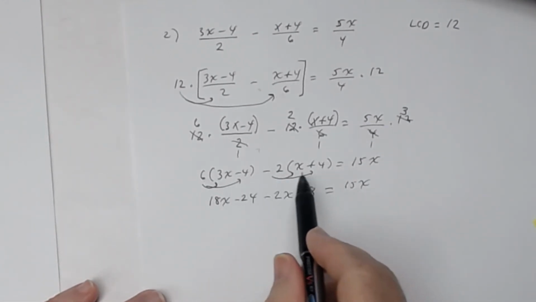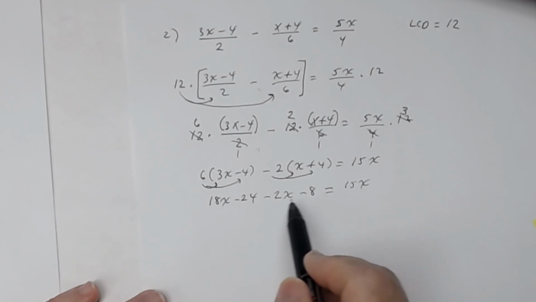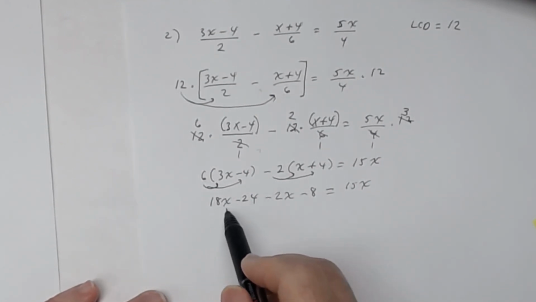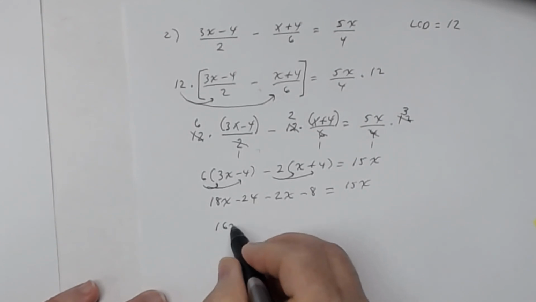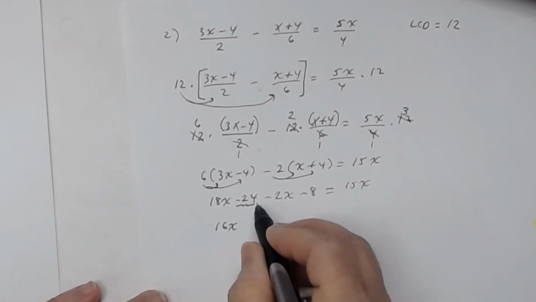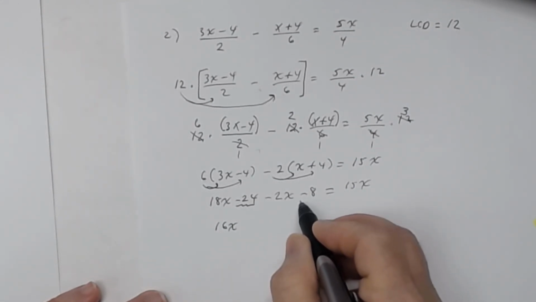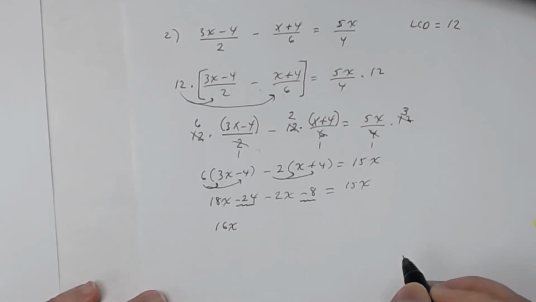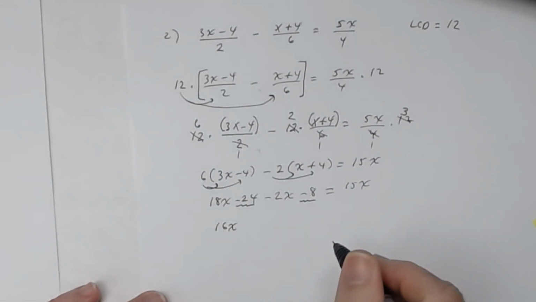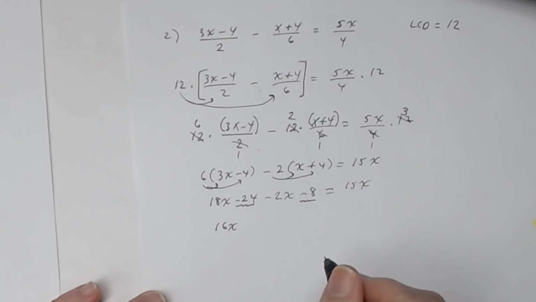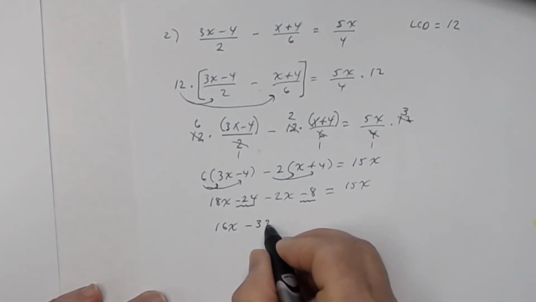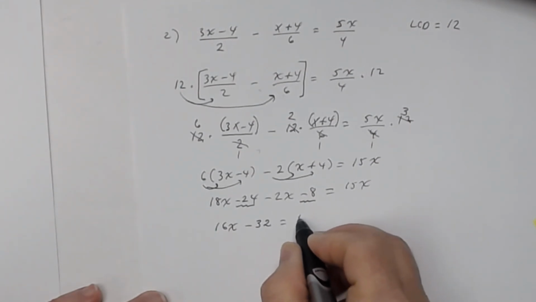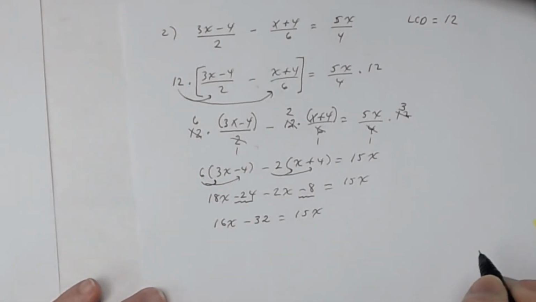Now notice I no longer have parentheses, so I'm going to combine my like terms. 18x and a negative 2x is 16x. Combining your constants, a negative 24 and a negative 8, use your calculator if you have to, is going to be a negative 32, equal 15x.